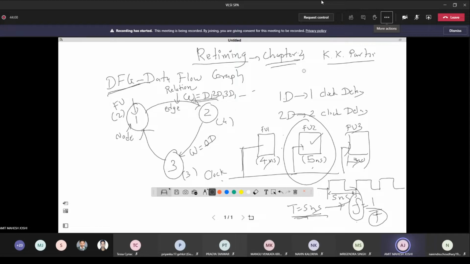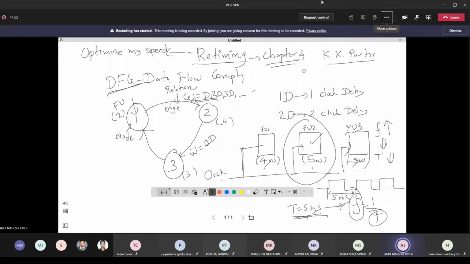Now, retiming is basically a concept where I want to optimize my speed. So that means I want to increase the frequency, so my f should increase. If I want to increase my f, then my t should decrease. So the maximum operating frequency should increase, or in other words, my time period should decrease. Okay. Now, how can I improve the performance of this particular system?